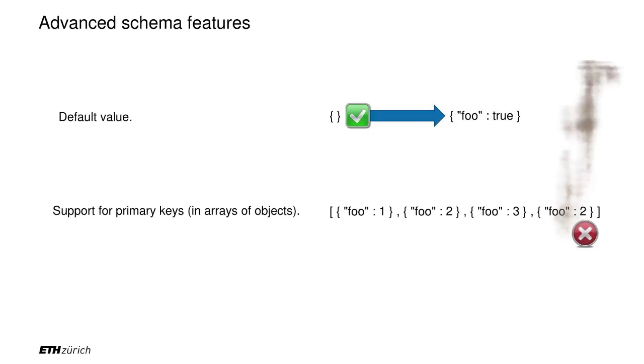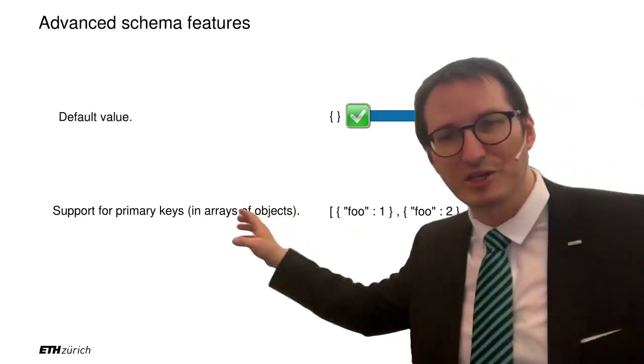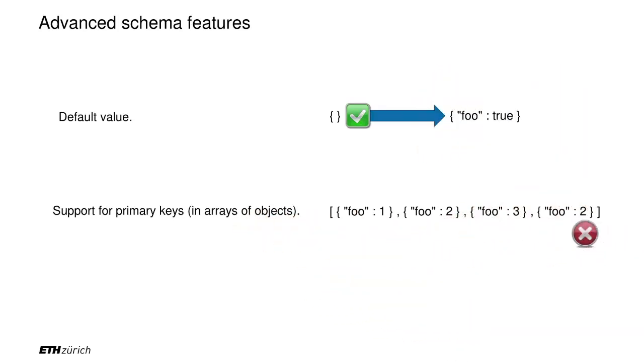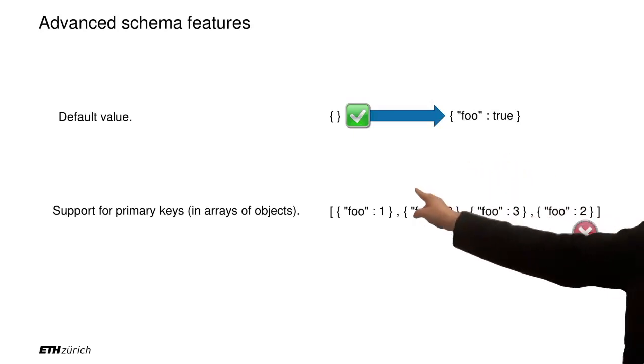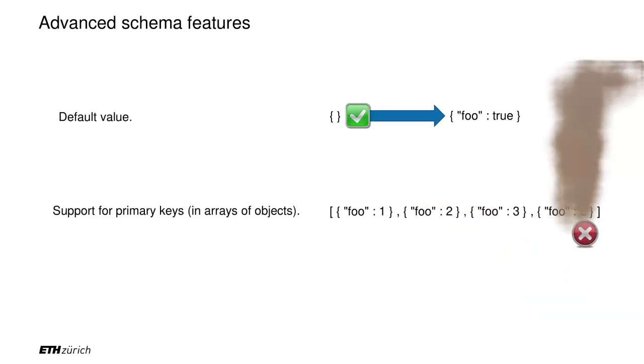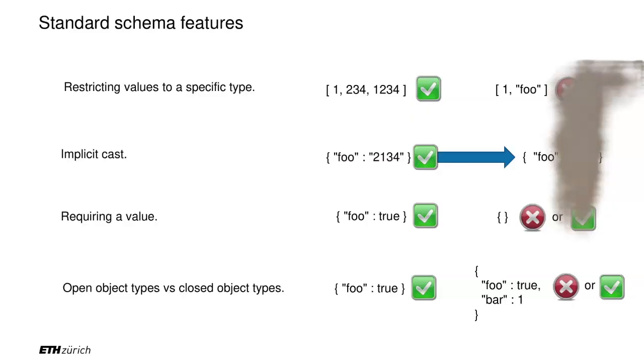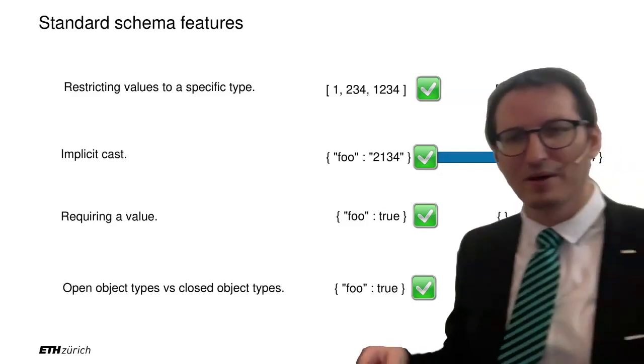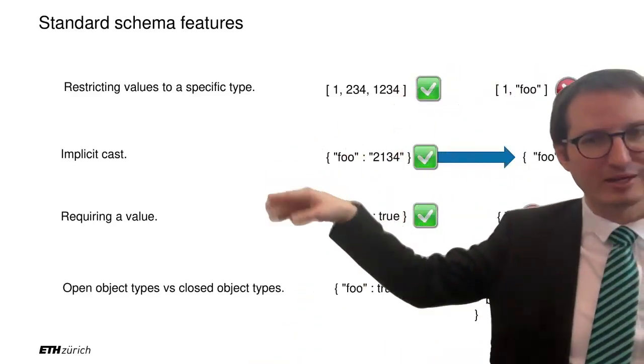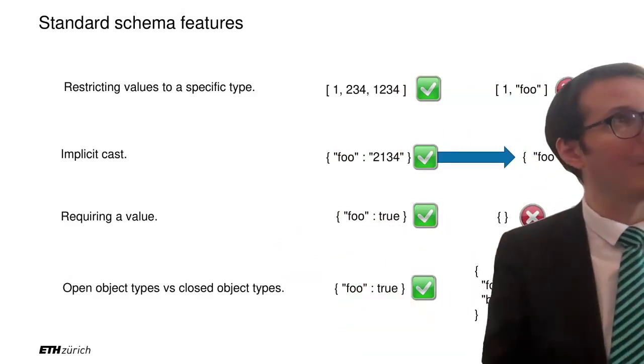And then you can also support primary keys. For example, if you have an array of objects, you could say foo is a primary key. So you could say, for example, you don't want any repetition. Here, that would be invalid because we have twice the same value, even though foo is supposed to be a primary key. I'm not showing you how to do it, but it's possible to do that, right? So these are the sort of things we can do with a schema. And this is true not just for JSON or for JSON schema. This is true in any schema language. You can do that sort of thing, even in XML or XML schemas.